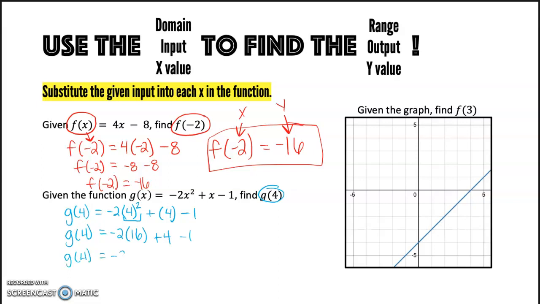Negative 2 times 16, that's negative 32, plus 4, oops, minus 1. Negative 32 plus 4, that's negative 28, minus 1 is negative 29.